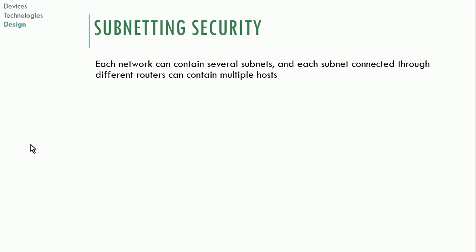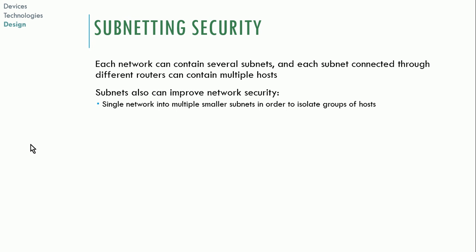So each network can contain several subnets. Each subnet is connected through different routers and can contain multiple hosts. I should correct here that in some cases, instead of routers, you can use switches. They do have switches that are aware of subnetting and can pass that traffic. But I guess the textbook answer would be that you route that traffic, which is true. Even though it's a switch, it's still routing that traffic. It's still working as a router. So a single network can be broken into smaller subnets to isolate groups of hosts, which I just spoke about. It allows network administrators to hide internal network layout from the users and from our attackers.